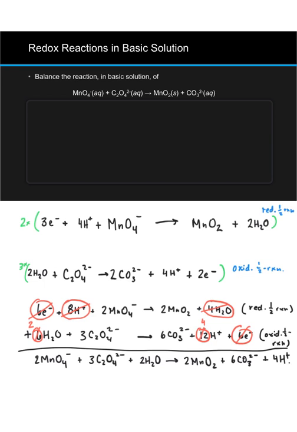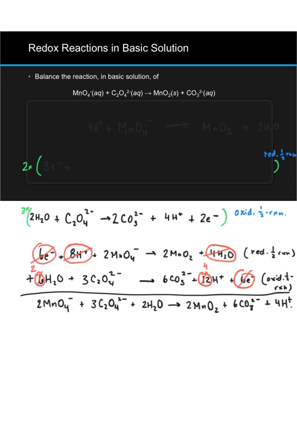But it doesn't. This reaction occurs in basic solution, where there's not an excess of H+ cations, there's an excess of hydroxide anions. There's one more thing that we have to do here in order to account for that excess of hydroxide ions. Our final step will be adding as many hydroxide ions to both sides of our chemical reaction as we have hydrogen cations. We have 4 hydrogen cations, so I'm going to add 4 hydroxide ions to both sides of this reaction.